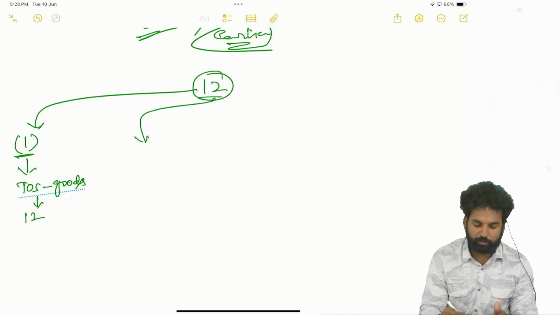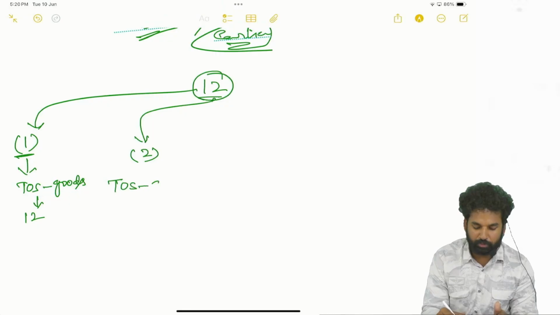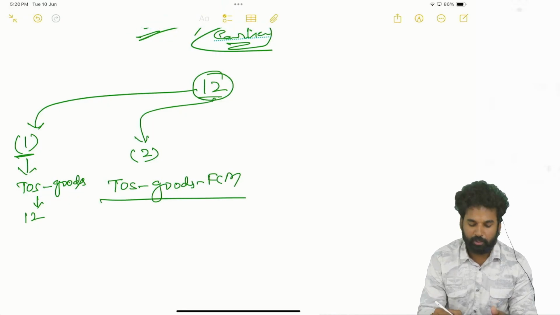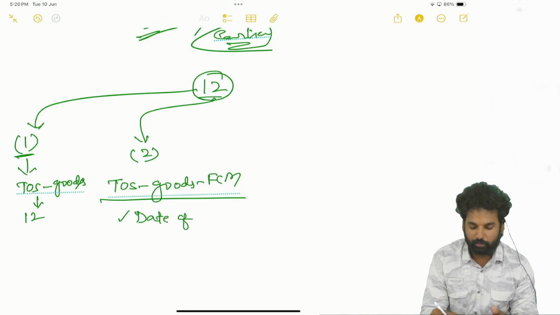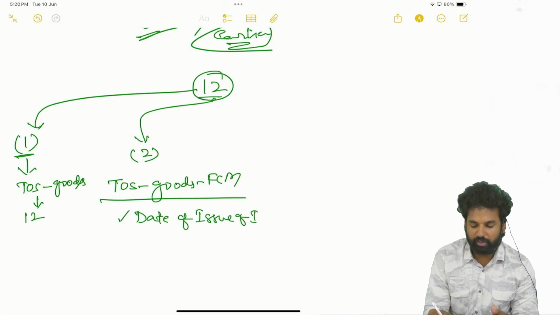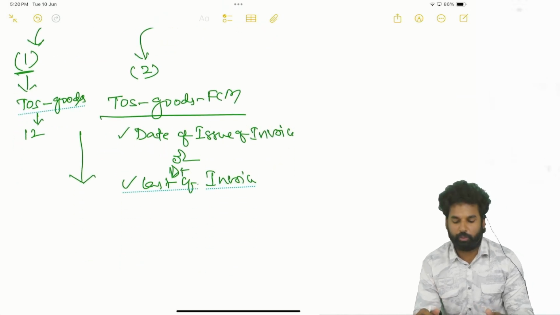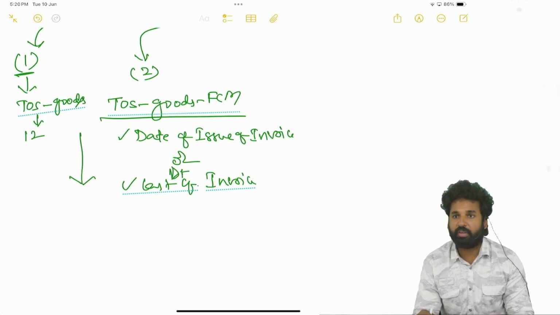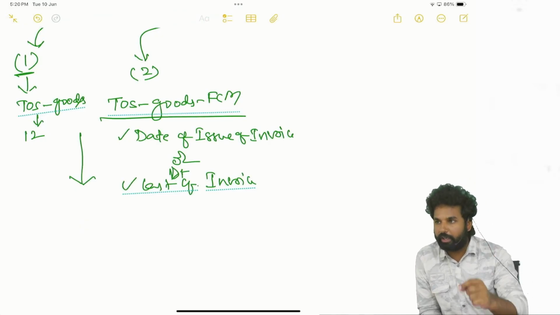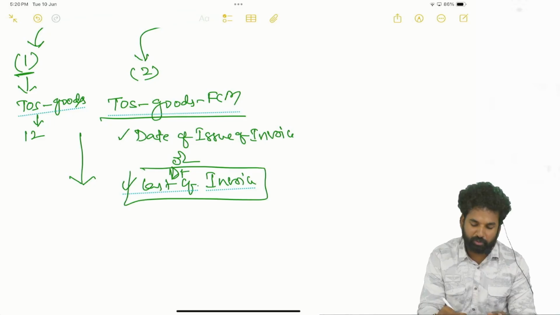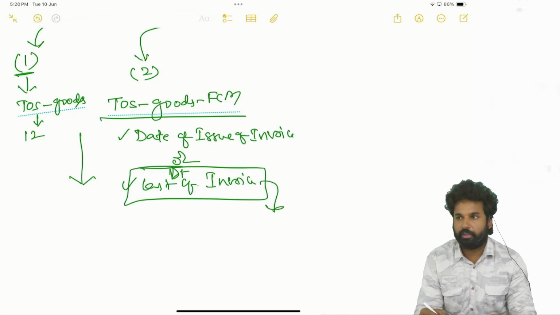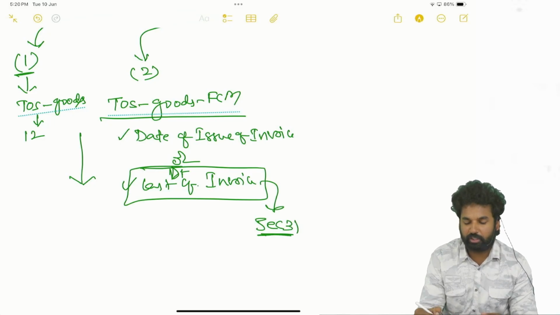In 12.2, what is there? Time of supply of goods in case of forward charge mechanism. What is the time of supply? The date of issue of invoice, that is when you are issuing the invoice, or the last date of invoice, whichever is earlier of the 2 dates. That means you should know by what date the invoice shall be issued. That is what is called the last date of invoice. Where is it given? It is mentioned under section 31.